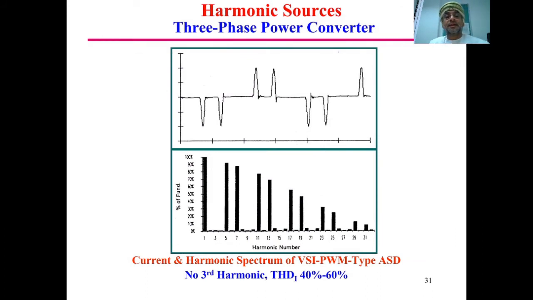This is the waveform. This is the current waveform that will be taken by the voltage source inverter that is fed by using pulse width modulation. So look at the harmonics: no third harmonic, no triple harmonics, nothing. We have the 5th harmonic, the 7th, 11th, 13th. And total harmonic distortion is in this range, 40 to 60%, if the motor is fed from PWM.